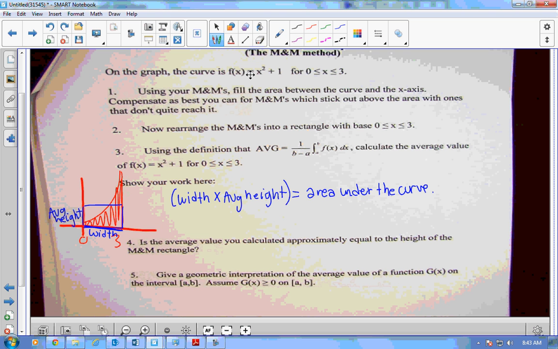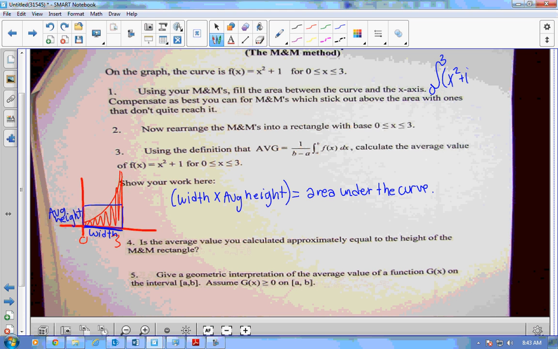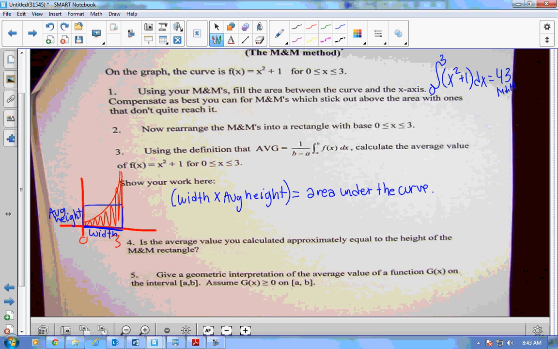So what was the area under the curve that you guys got? How many M&Ms do you have? 43? Is everyone about 43? Okay. So find the area under the curve with our M&Ms from 0 to 3, x squared plus 1 dx. We got 43 M&Ms.